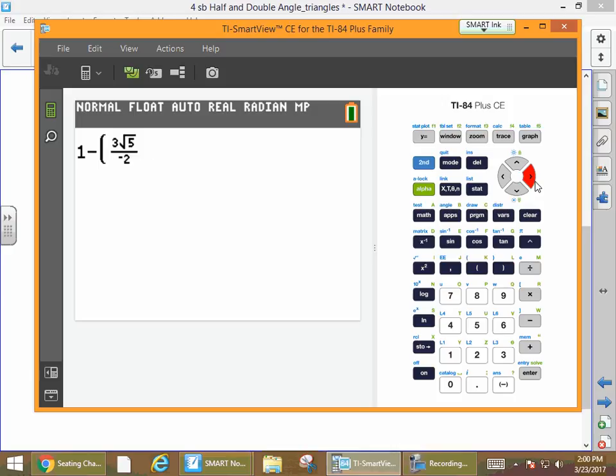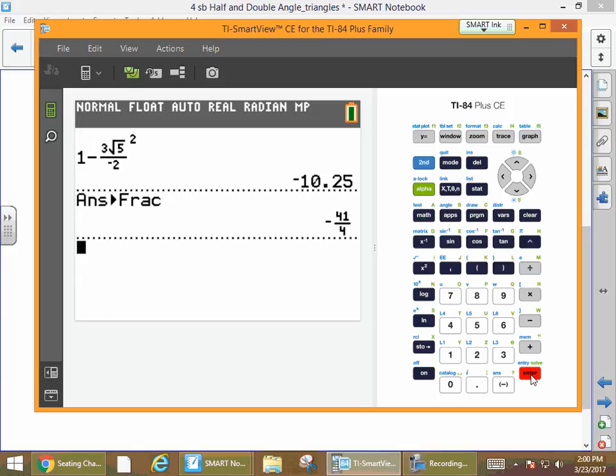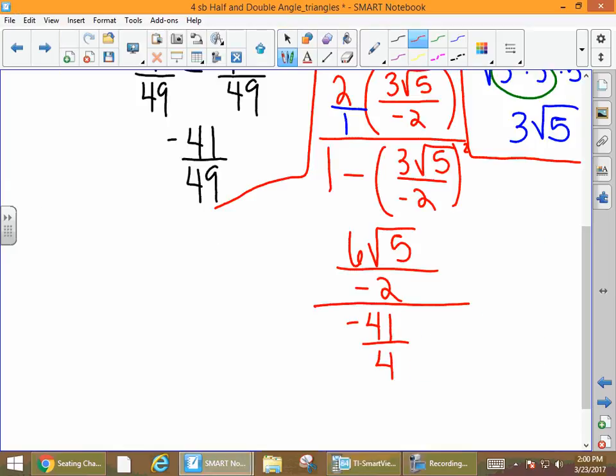And then when I close the parentheses and square it, did I get that right there? Checking me? So when we press enter, once again, even though it's a decimal, we can hit math, enter, enter, and we get a fraction there, negative 41 fourths. So here's the negative 41 fourths.